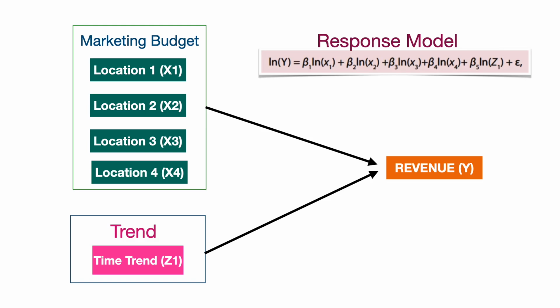In this video, we are going to discuss the response model, which is a statistical model that captures the relationship between the past marketing efforts and the past company outcome. In particular, for the case today, we try to investigate the relationship between the marketing efforts for four locations, location 1, 2, 3, and 4, and the company revenue. At the same time, we also take into account the time factor. Basically, this time factor will consider the natural decline trend in revenue that comes from competition and market change.